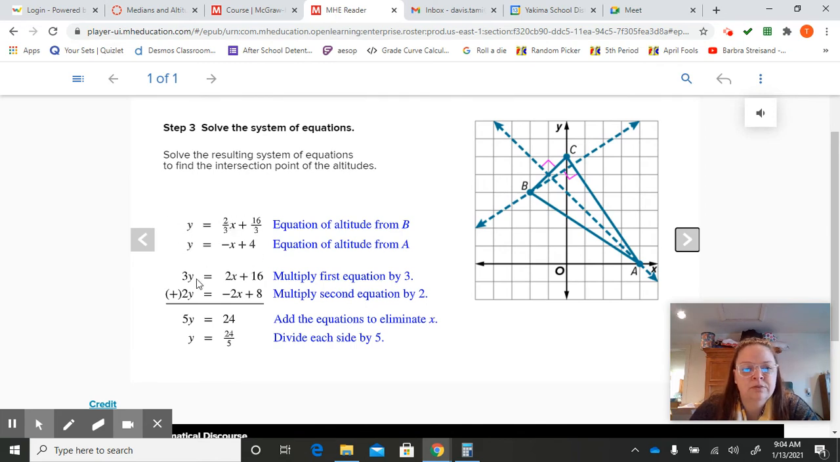I don't know why they're doing it through elimination. Honestly, I would just set them equal to each other. That would be way easier: -x plus 4 equals 2/3 x plus 16/3. But they're using the elimination method. So they multiplied the top equation by 3 to get rid of the fractions, which is not a bad idea. They multiplied the bottom one by 2 so that we can get some opposite coefficients going. And they get that y is equal to 24/5.